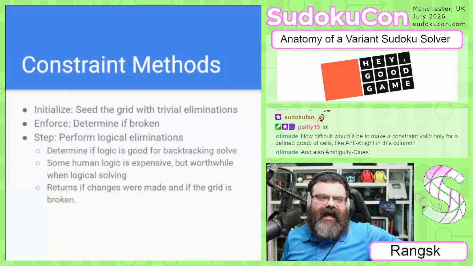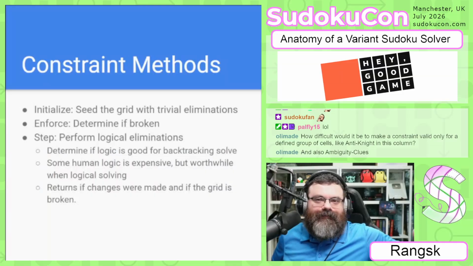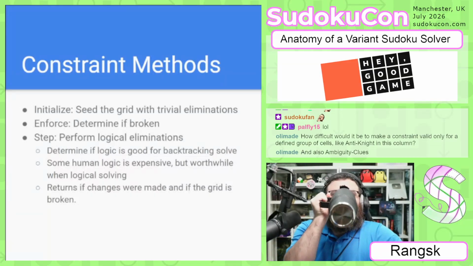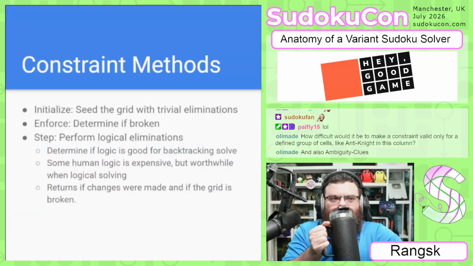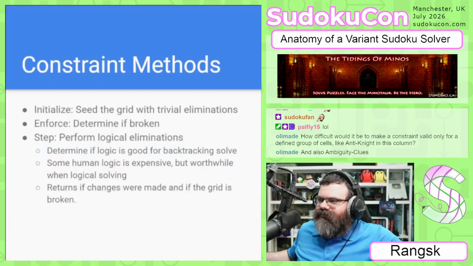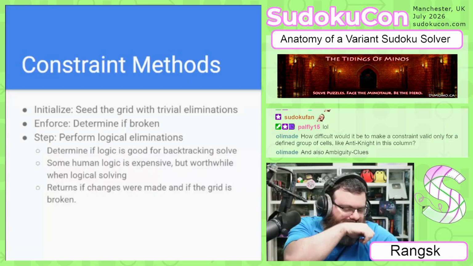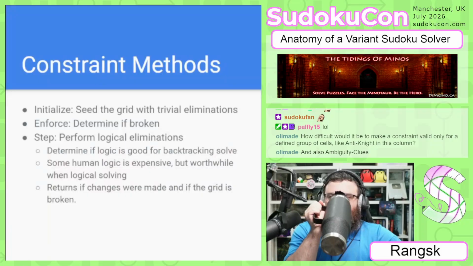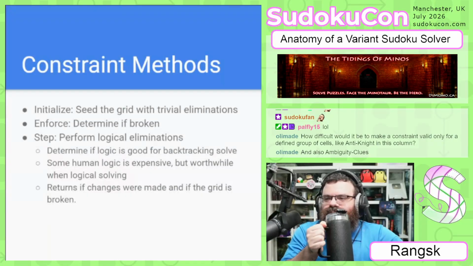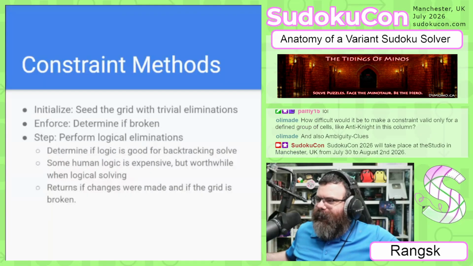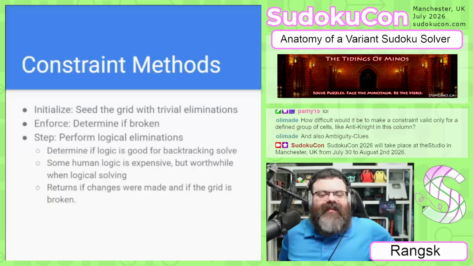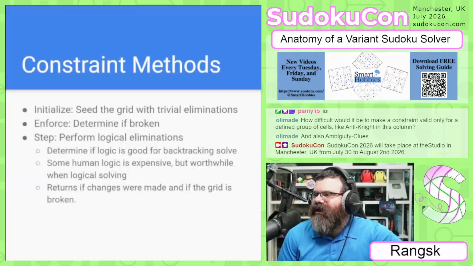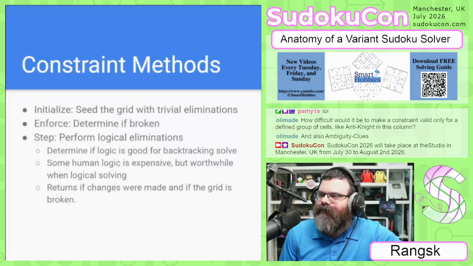All right. Any questions about how a constraint is implemented? Because that's it. Those are the 3 things. Olamad was asking how difficult would it be to make a constraint only for a defined group of cells, for example, like anti-knight in this column, and also ambiguity clues. I'm hopefully going to have time to cover ambiguity. It's the end of this talk, so wait for that.